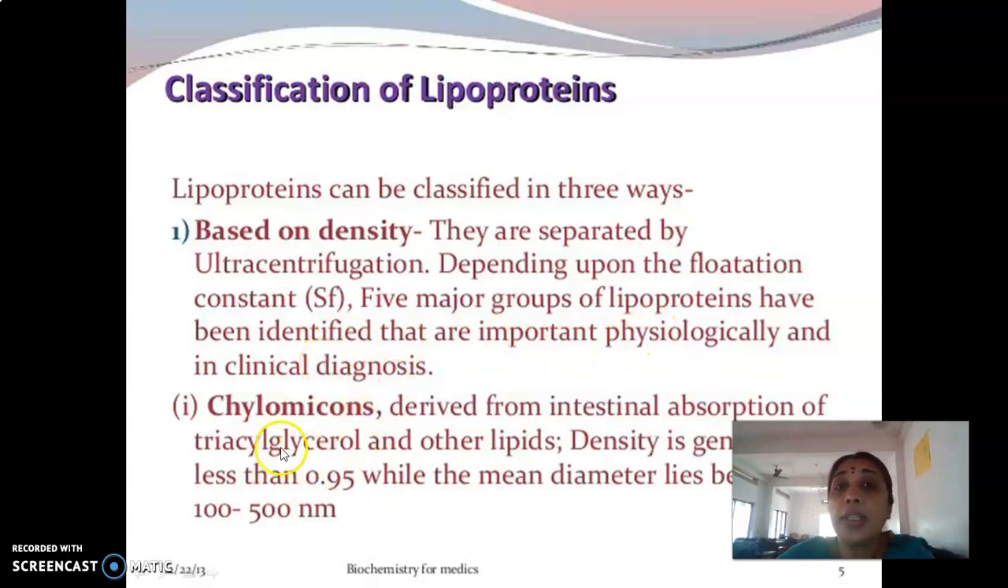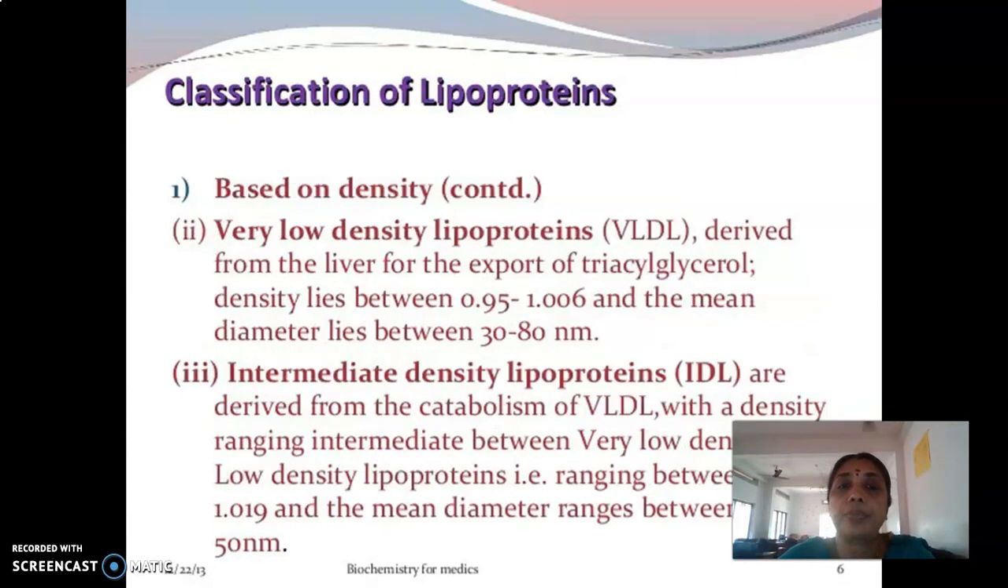Chylomicrons are found during the intestinal absorption of dietary fats, right? They have a density of less than 0.95 and a diameter between 100 and 500 nanometers. What is the function of chylomicrons, or where are they derived from? Chylomicrons are synthesized by the intestine.